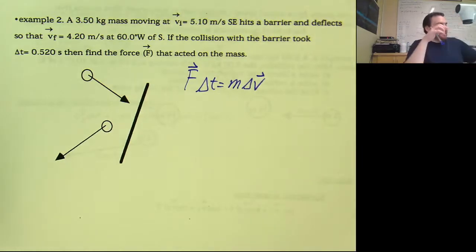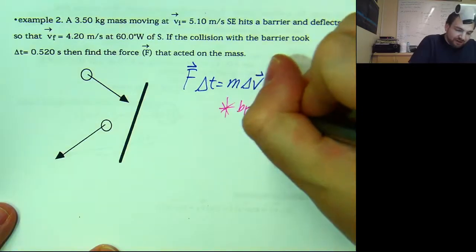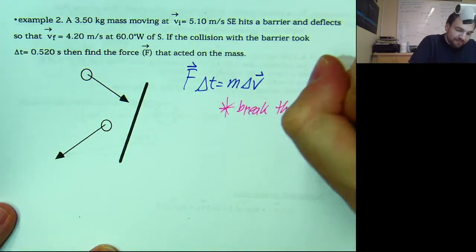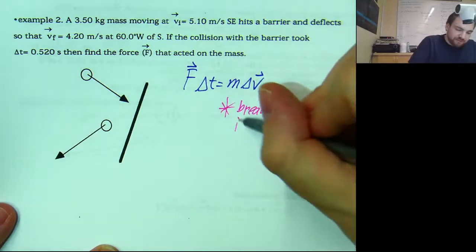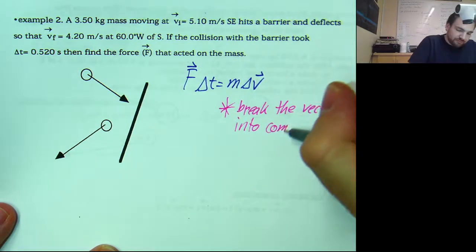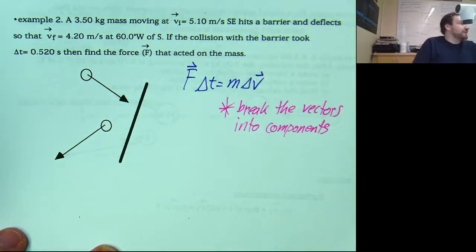The easiest way to do this problem is to break these things up into components, just because there's a lot going on here. If you want to try using the other method later, I can happily go through that with you, but the easiest way to handle these is to break the vectors up into components. And then we'll deal with the force in the x direction, we'll deal with the force in the y direction, and then we'll recombine.